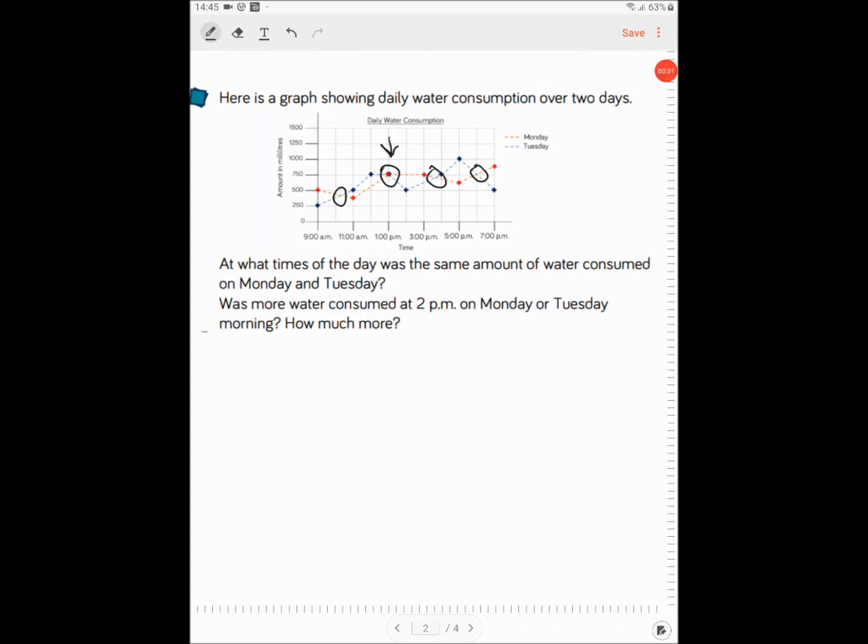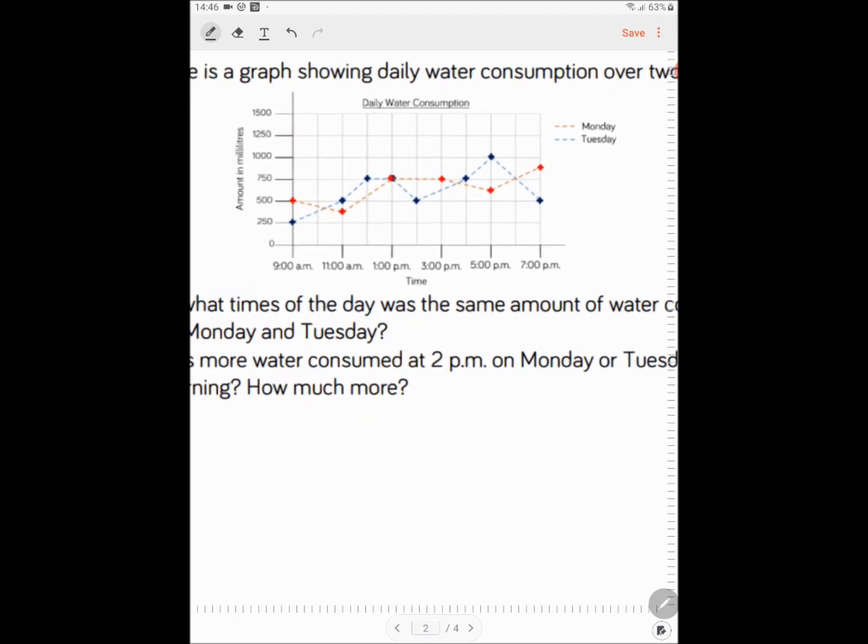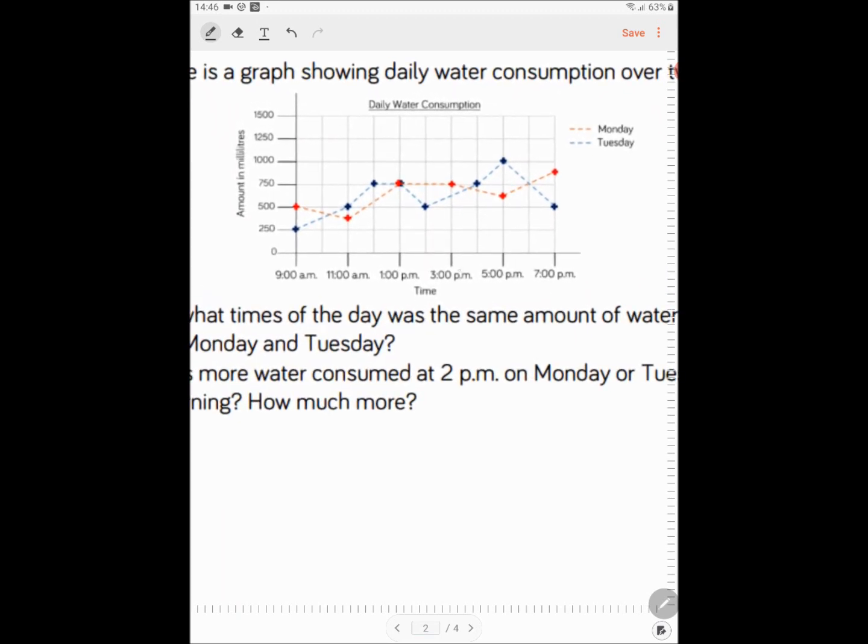So the next question, was more water consumed at 2 p.m. on Monday or Tuesday morning? How much more? So let's have a little look now. I'm going to get rid of all my other little squiggles on here just to make it a little bit easier for you to read. So we have to go to 2 p.m. Well, it's not written on here. But if we're looking at this closely, we've got 1 p.m., we've got 3 p.m. So 2 p.m. must be in here. So this must be 2 p.m.